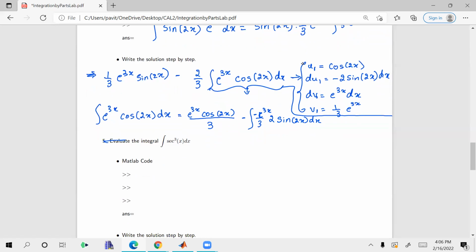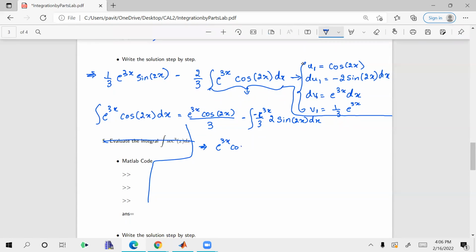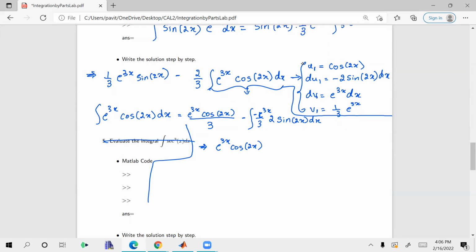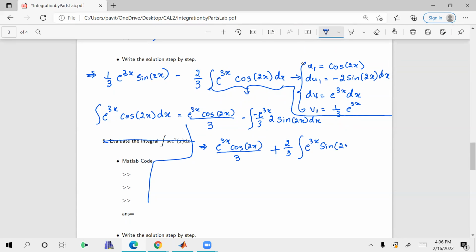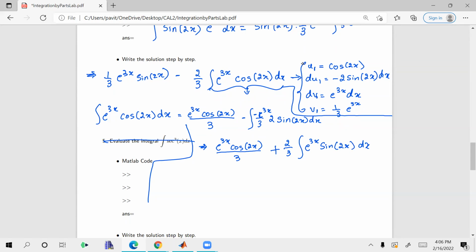Okay, and then simplification: e to the power of 3x cos of 2x divided by 3, positive because negative times negative gives plus. I will take the constant outside, which becomes 2 over 3 integral of e to the power of 3x sine of 2x dx.